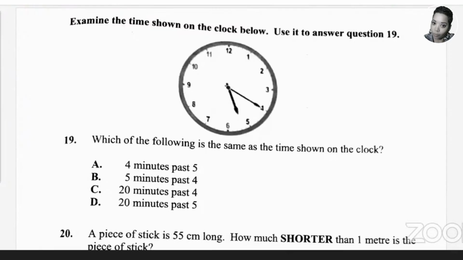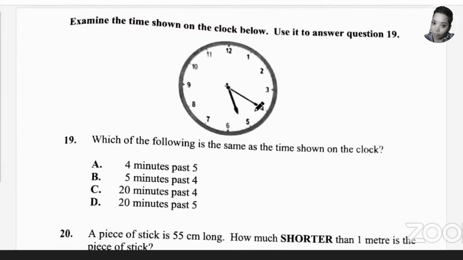Question 19. Examine the time shown on the clock below. Use it to answer question 19. Which of the following is the same as the time shown on the clock? I guess you would have to know how to read analog clocks. The short hand is pointing to 5, or very close to 5, and the long hand is pointing to 4. Remember, the short hand represents the hour, and the long hand represents the minutes.